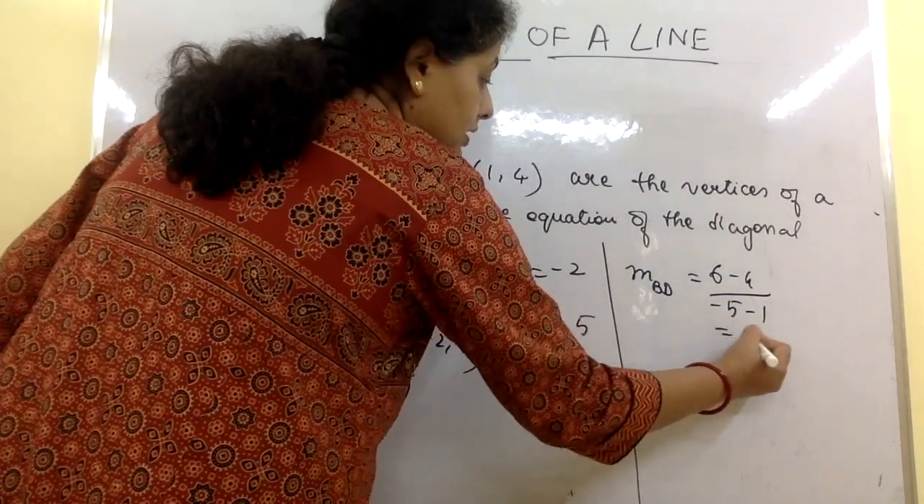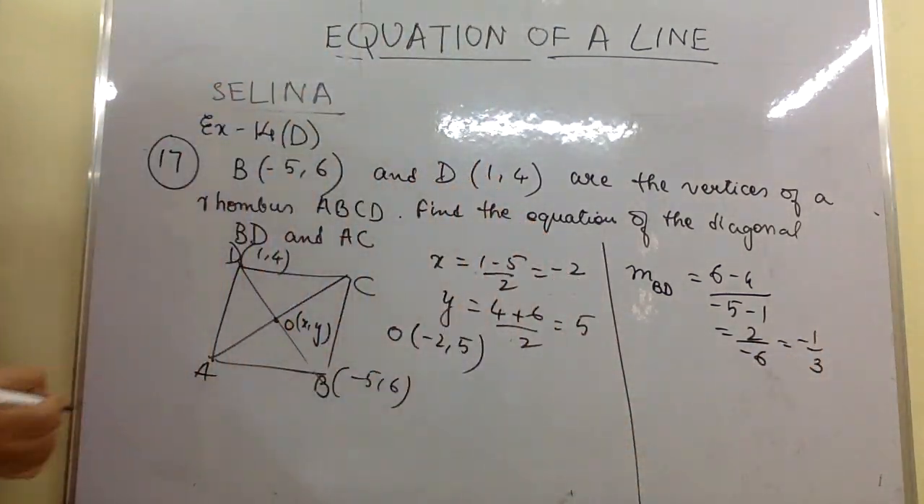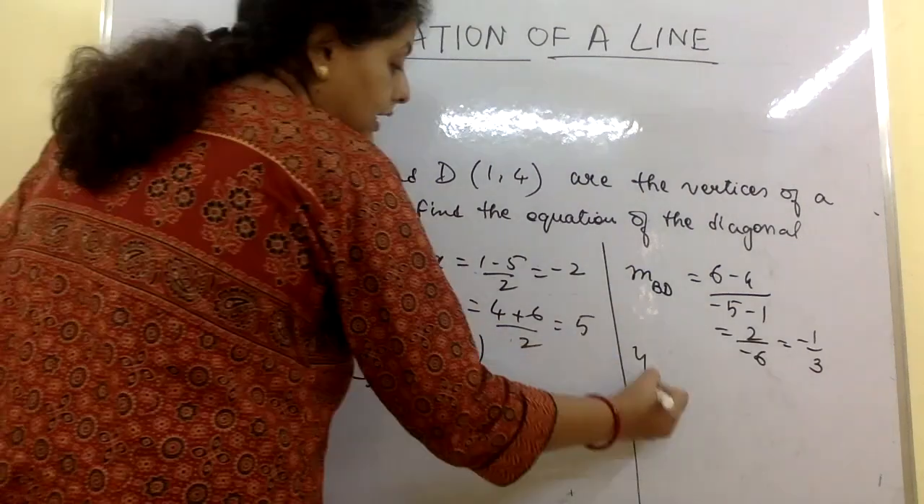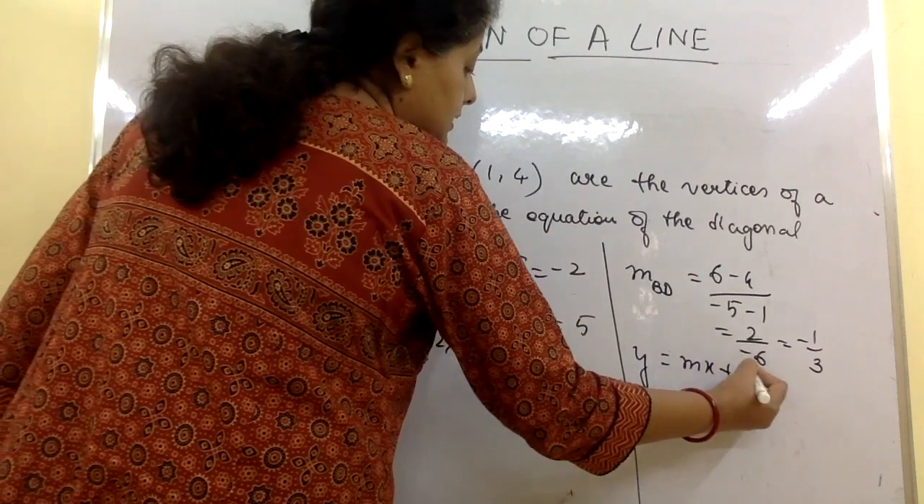Minus 5 minus 1, that is 2y minus 6, that is minus 1 by 3. So the slope of BD is minus 1 by 3. Now I can go for y is equal to mx plus c.